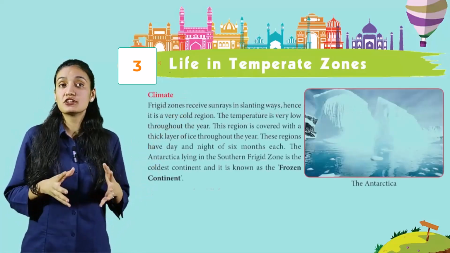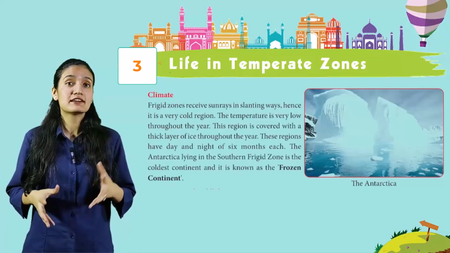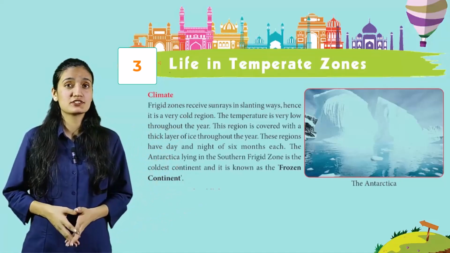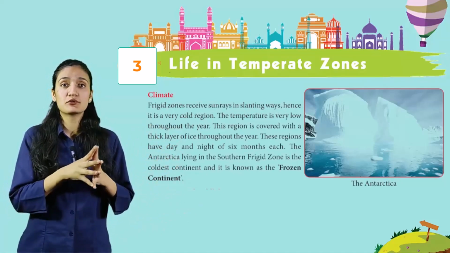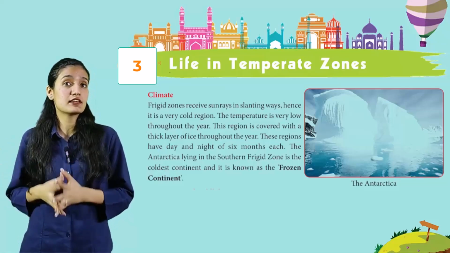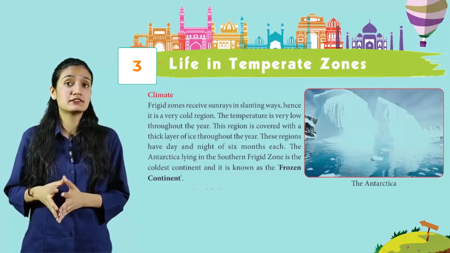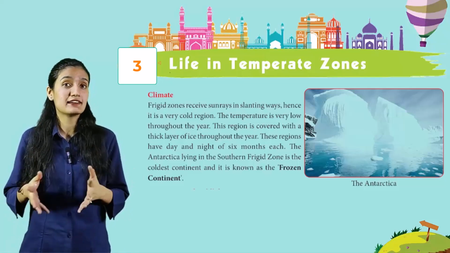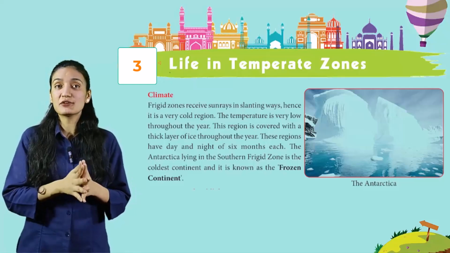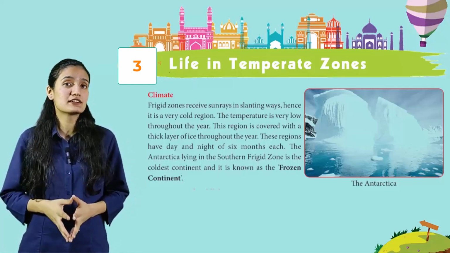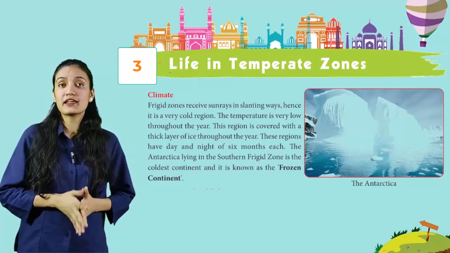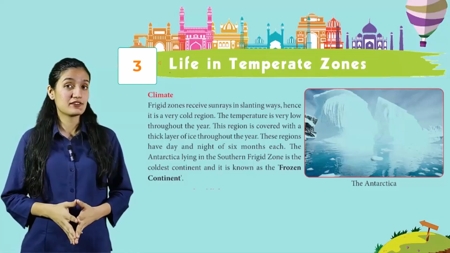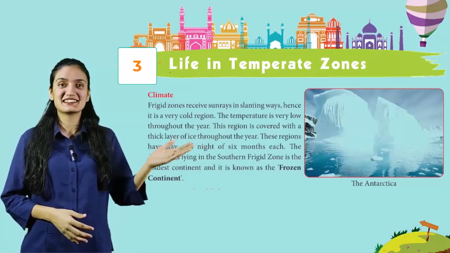Climate. Frigid zones receive sun rays in slanting ways, hence it is a very cold region. The temperature is very low throughout the year. This region is covered with a thick layer of ice throughout the year. This region has day and night of 6 months each. The Antarctica, lying in the southern frigid zone, is the coldest continent and it is known as the frozen continent. Here you can see the picture of the Antarctica.